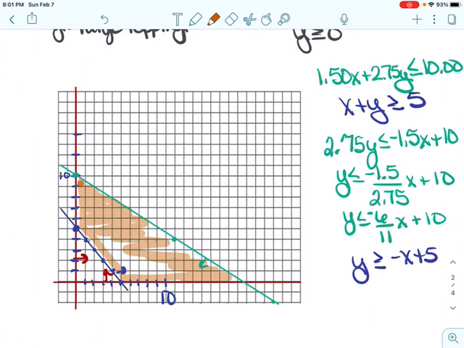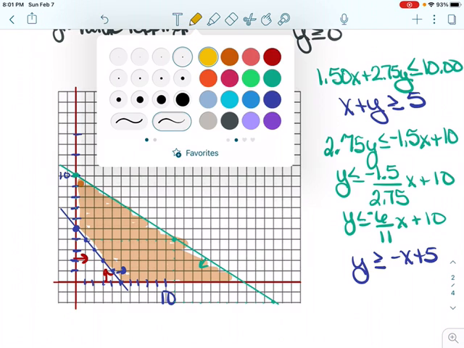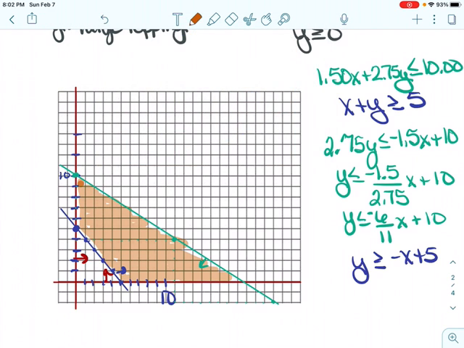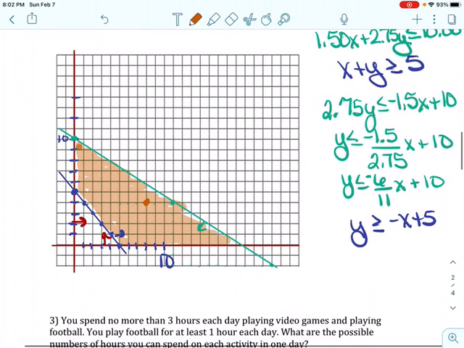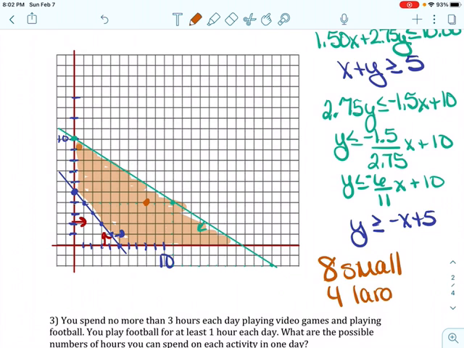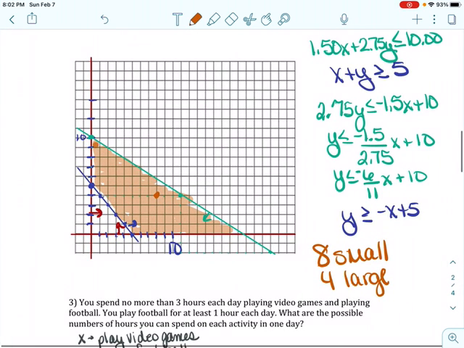And I can pick any point in that shaded region, the overlapping shaded region, to find an answer. Oh, let's do this one. So I can pick, I don't know, this guy right here. So that's 8 and 1, 2, 3, 4. Okay, so I can pick 8 small and 4 large toppings.